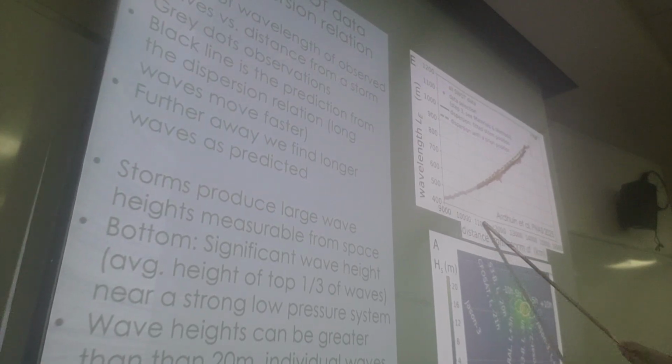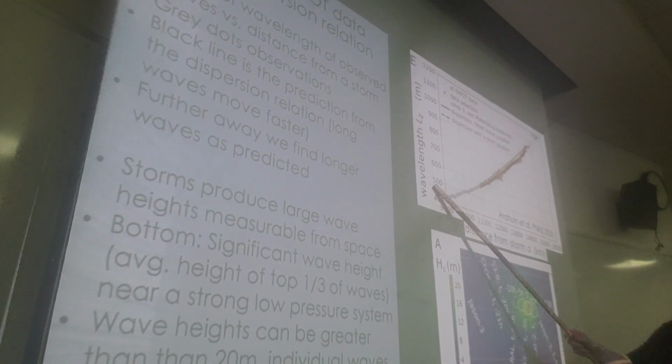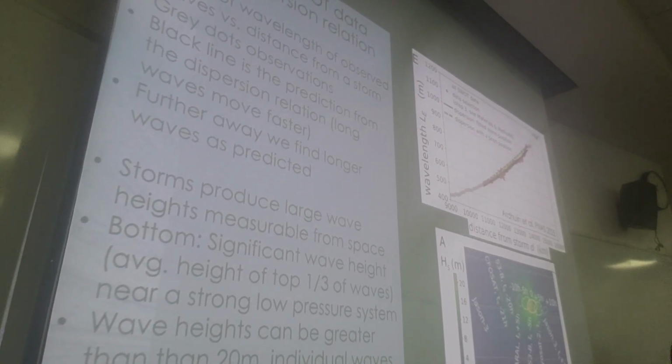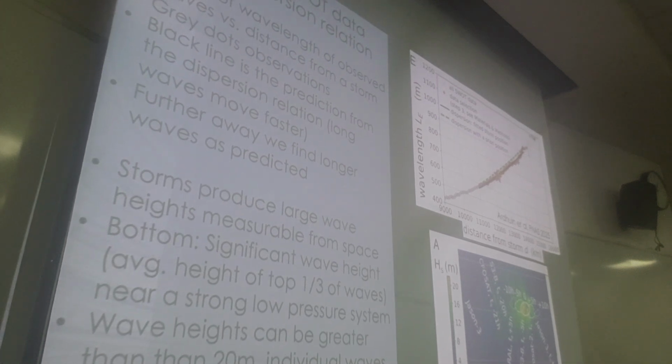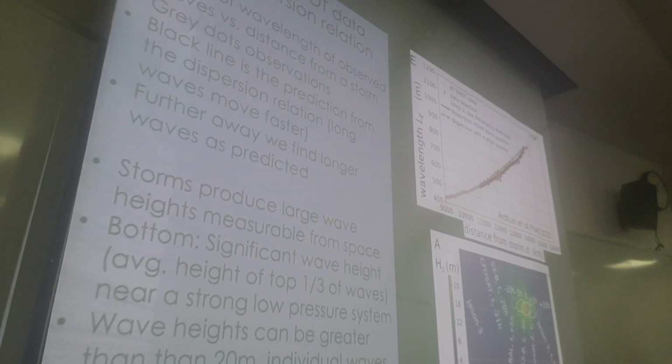What they showed was, as you get further away from the storm, so the x-axis is distance from the storm, and the y-axis is the wavelength of the waves, that the wavelength increases. And this is fully consistent with the idea that the long waves travel faster, because as you're further away from the storm, you see the waves that ran the fastest to get to that point.